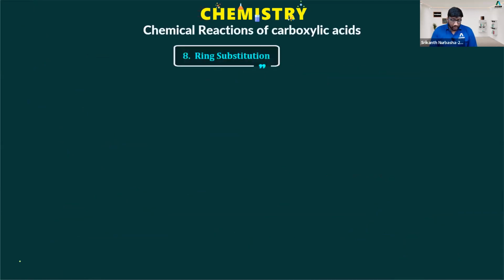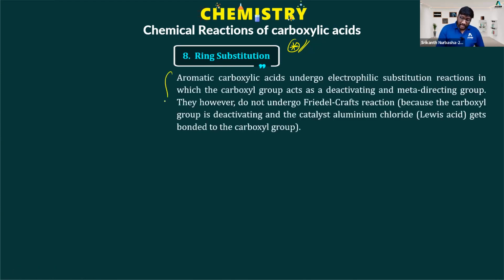Then the next type of reaction of carboxylic acid, ring substitution. Again, carboxylic acid is a good electron withdrawing group. Since it is an electron withdrawing group, it will decrease the electron density inside the ring. So when compared to ortho and para, meta is going to be electron rich, because ortho and para will have positive charge, meta will be neutral. So aromatic carboxylic acids undergo electrophilic substitution reactions in which the carboxylic acid acts as a deactivating and meta directing group, because it is withdrawing the electron density.